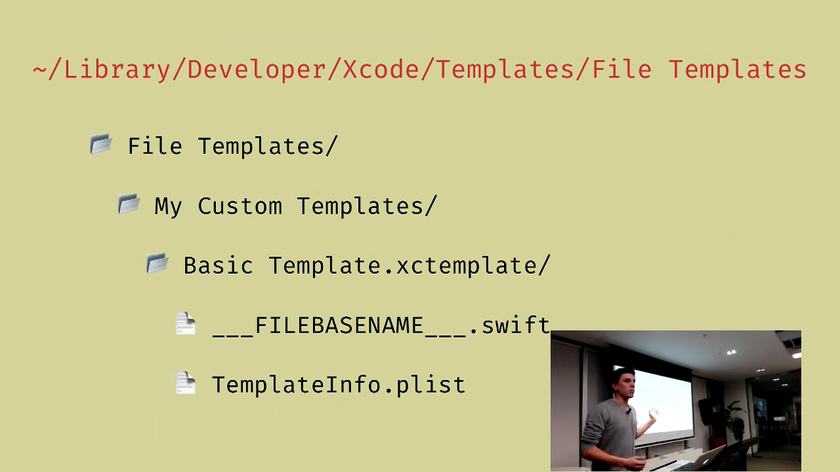So that's the most basic thing. Let's imagine that you're creating a lot of classes, and they are all very similar, and the only thing that varies is a few names. Here you can see the name of the Swift source is a macro name with three underscores, and you have a plist. So that's basically the simplest anatomy of an Xcode template: a source file and a plist to describe a few things about the source file.